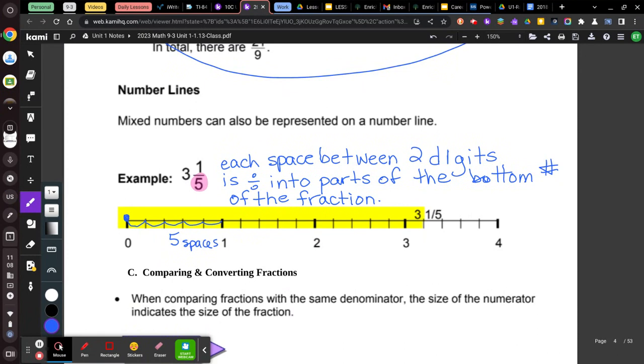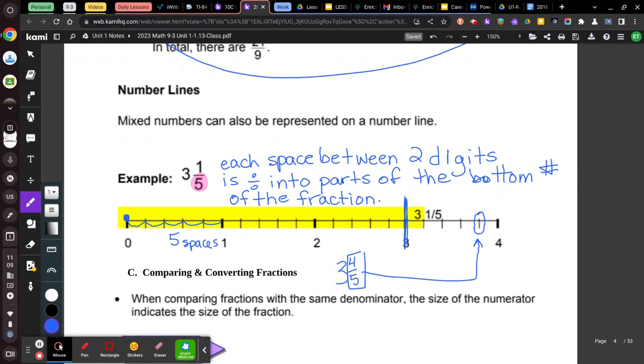If I have 3 and 4 out of 5, so my 3 would end here, where does the 4 over 5 go? Am I going to be going all the way to the number 4? Is that what 4 out of 5 means? No. Go back. I start here at the number 3 and I count 4 spaces. So I'd count 1, 2, 3, 4. So this guy is going to be located right there. That's where he would be located.